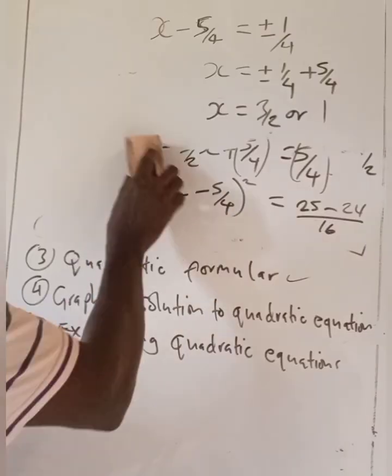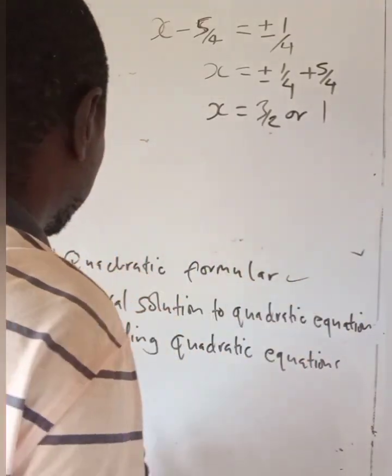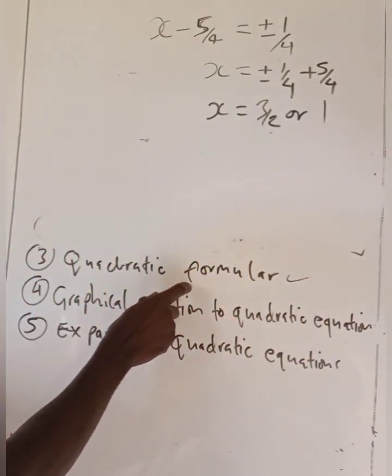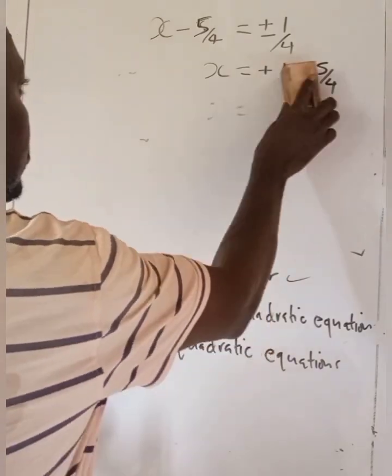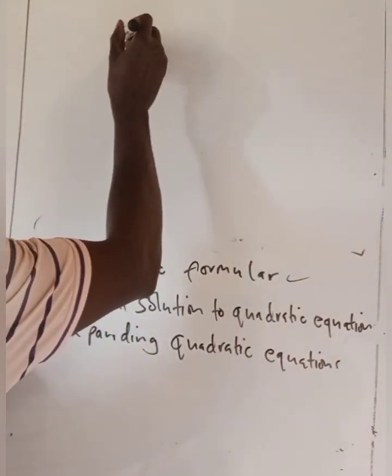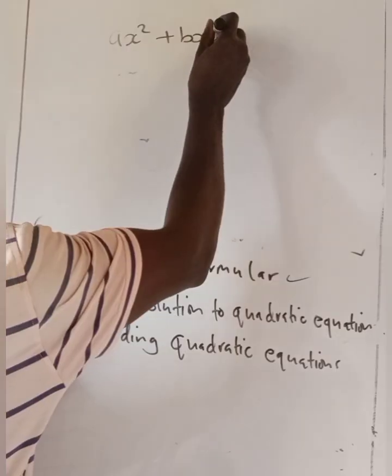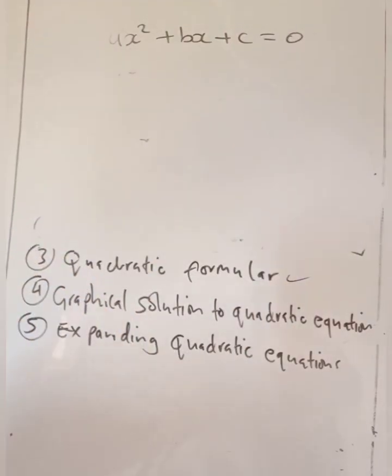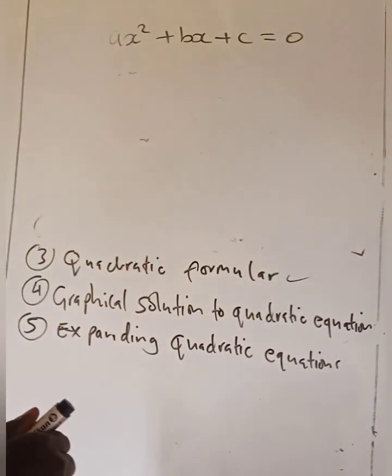Now let's look at the third part, the quadratic formula. Let's look at the quadratic formula. All quadratic equations are in the form of ax squared plus bx plus c is equal to 0. That's how all quadratic equations are.